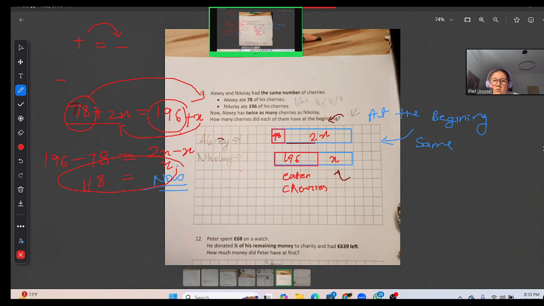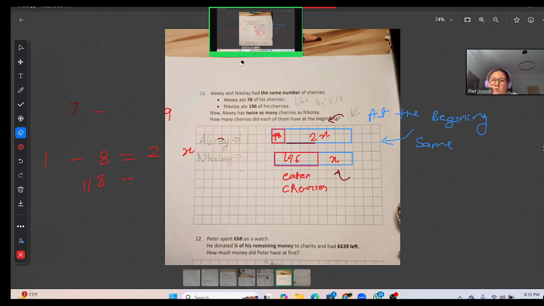Okay. I think this would be difficult for you. So let me erase this method. Because there are multiple methods, let me tell you the easy one.